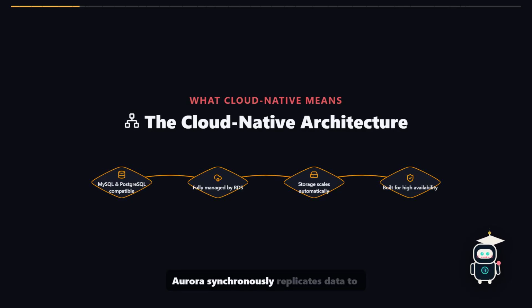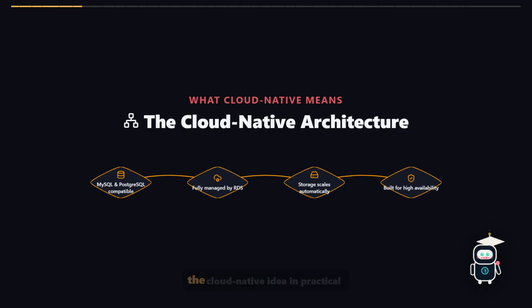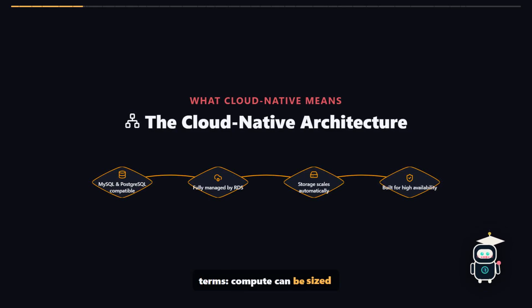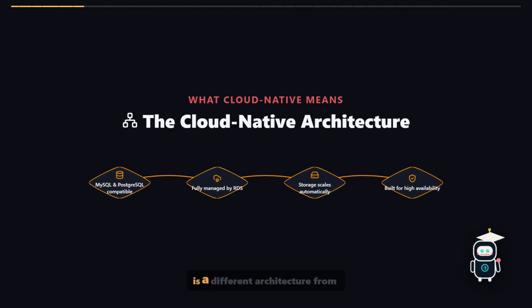Aurora synchronously replicates data to 6 storage nodes across those zones, which supports durability and helps the cluster tolerate an availability zone problem. That is the cloud-native idea in practical terms. Compute can be sized or scaled separately from the shared, distributed storage layer. It is a different architecture from simply placing one traditional database instance on a larger server.